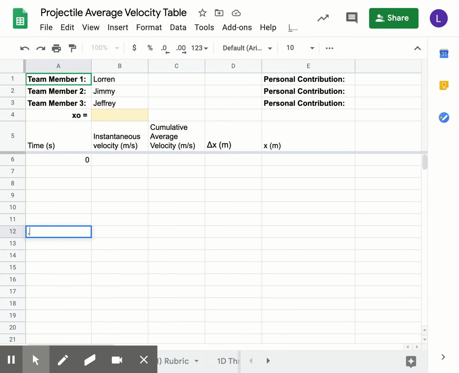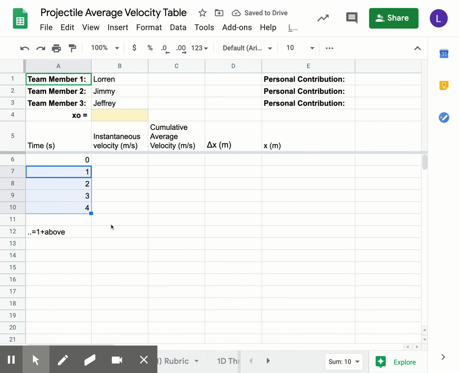We want it to be equal to one more than the one above it. So we click in that cell, type in equals 1 plus the cell above it. We hit enter, come back to this cell, arrow over the blue square, and we fill down.